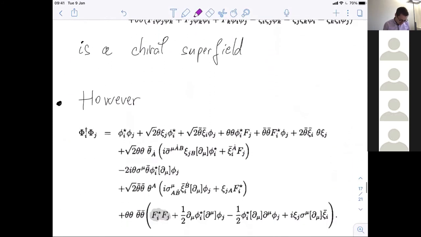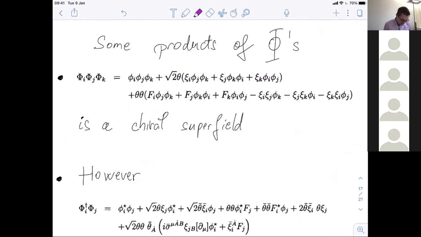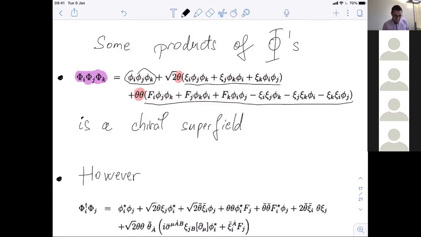So what I mean by this can be used to construct the Lagrangian: let's take several chiral fields and multiply them. For example, here I'm taking three chiral fields and I multiply them. You can show that the product of these will be a chiral superfield again, meaning that it will have theta and theta square and just a normal number. So you can factorize different terms into these three: this one, that one, and this one. That form of this general function is the chiral superfield.